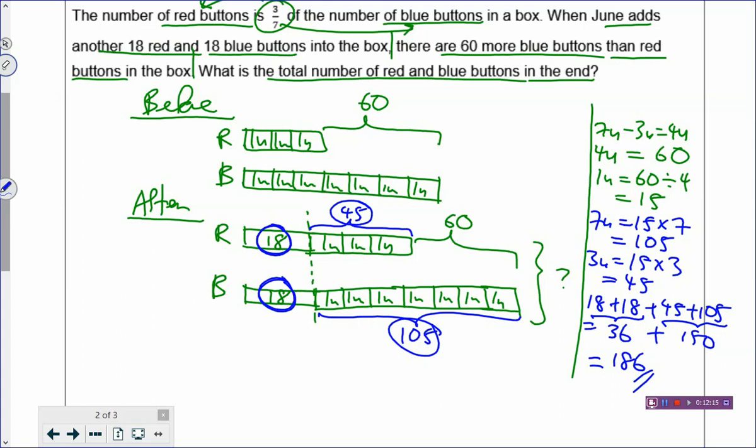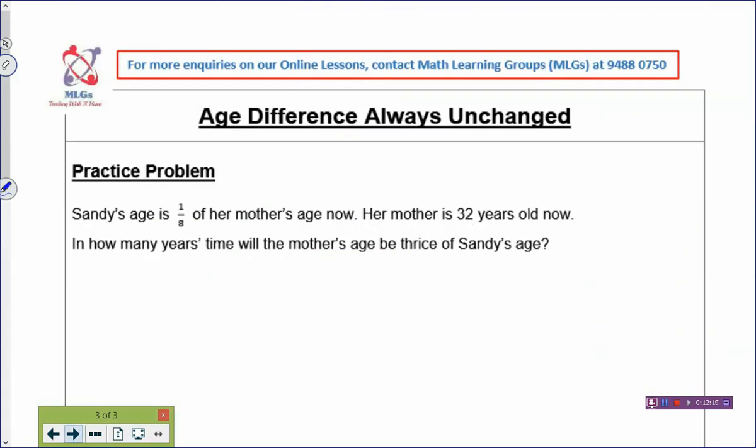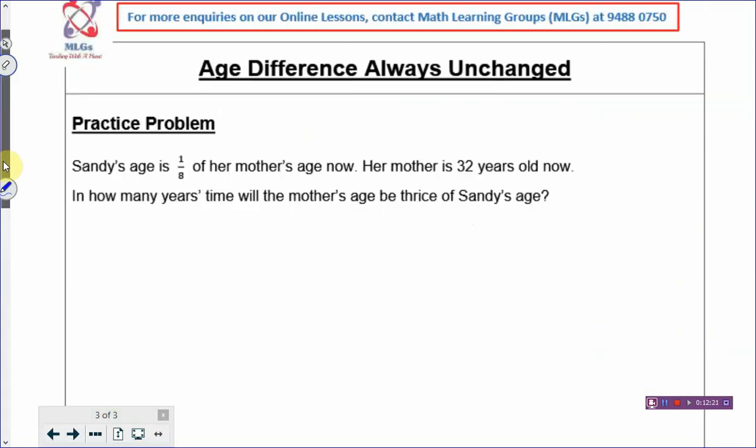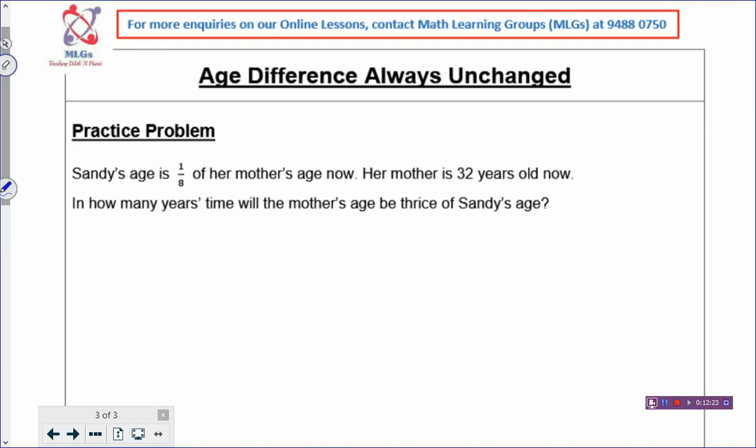Alright, okay, now let's go to example or practice problem 3. Alright, practice problem 3, and now we look at an age-related problem. Alright, so I'll give you 10 minutes to try to work out this problem. It is an age problem, but the concept is still the same, method still the same. Right, the age difference is always unchanged. So are you able to draw the model and then use the model to solve? So your time starts now.